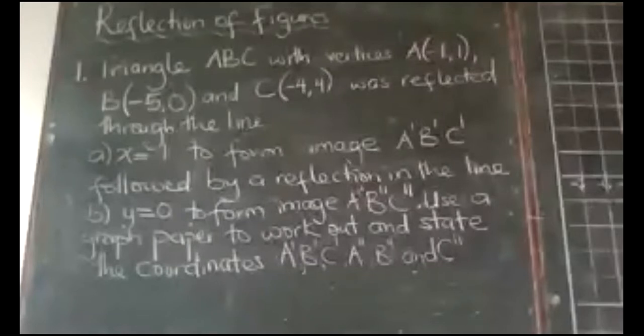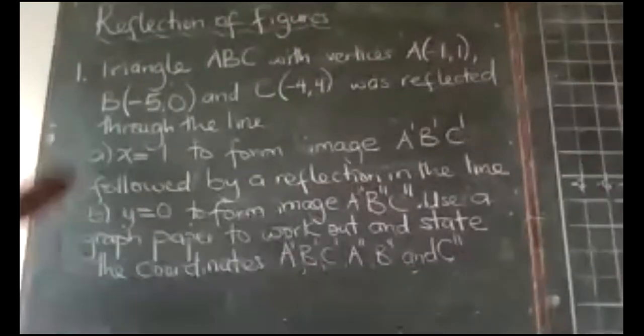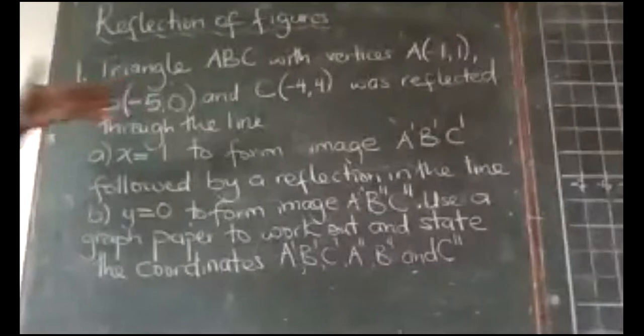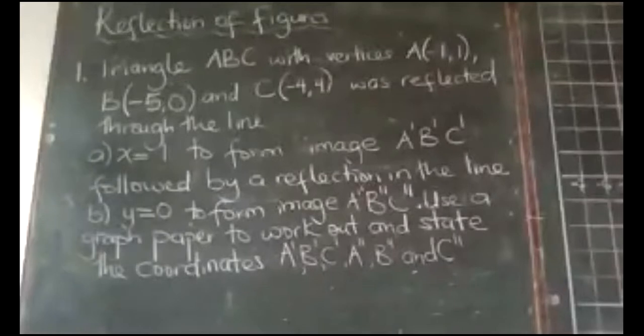Okay, as you're writing, maybe I could just clarify. Last week we were reflecting points. Today it's not going to be very different because now we have a triangle with those vertices. It means it has 3 points, at least that. So we are going to take the vertices as the points, and we are going to reflect 1 point at a time. We shall begin with A, followed by B, then C, and then we join those points to form our image of that triangle. So it is as easy as that. Reflect a point at a time and join them later.